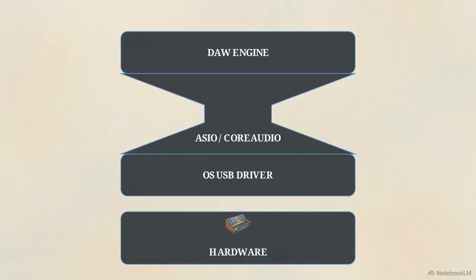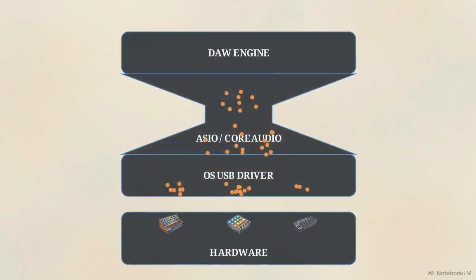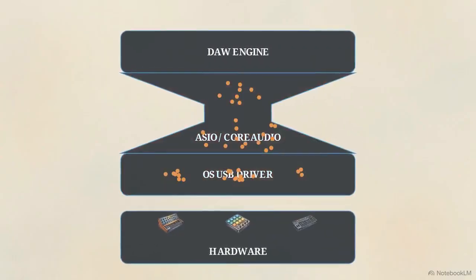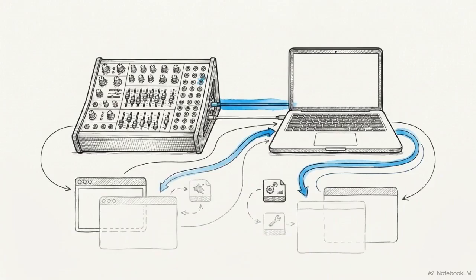Now add another synth, a drum machine, and a MIDI controller. Every piece of connected gear forces more data through those exact same proprietary bottlenecks. The OS driver and ASIO layers choke on the traffic, and your risk of a fatal system crash multiplies with every cable you plug in. Updating those drivers or buying a faster laptop won't guarantee absolute reliability on stage. To achieve that, we have to eliminate those middle layers completely.